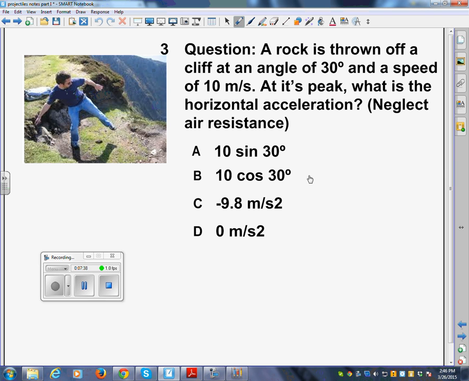Here we have the same rock thrown off the same cliff, which is on Earth. And now I'm asking you for the horizontal acceleration. Neglect air resistance. Horizontal acceleration.